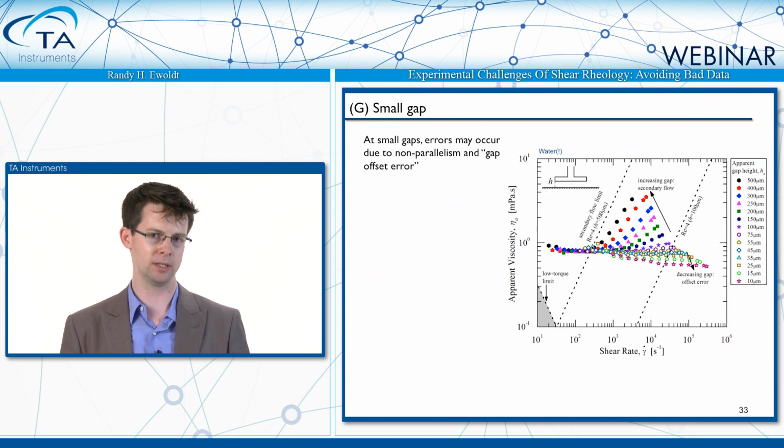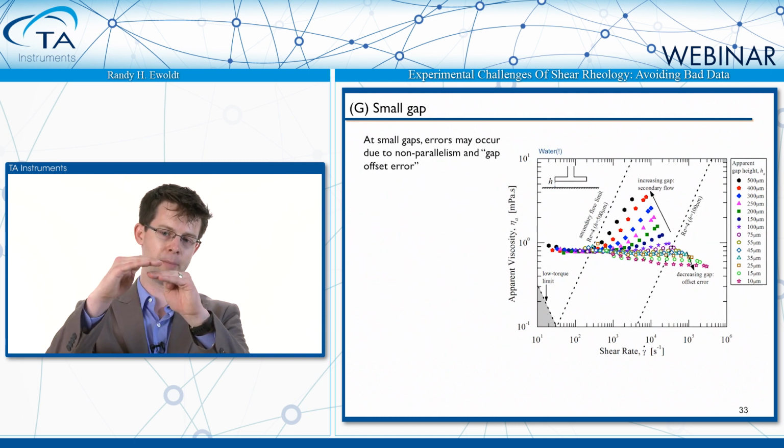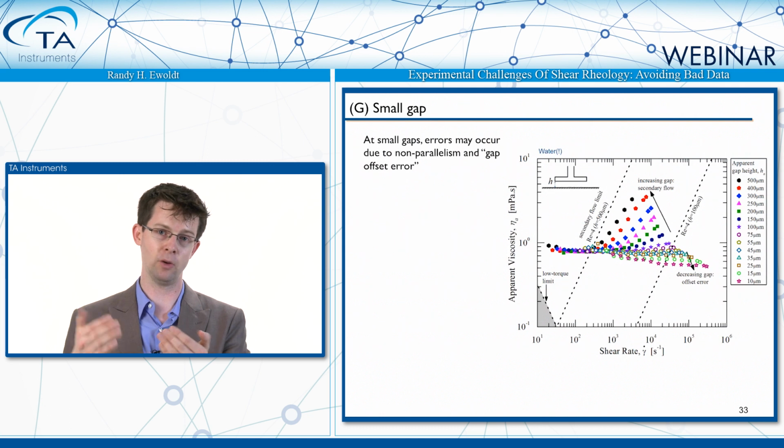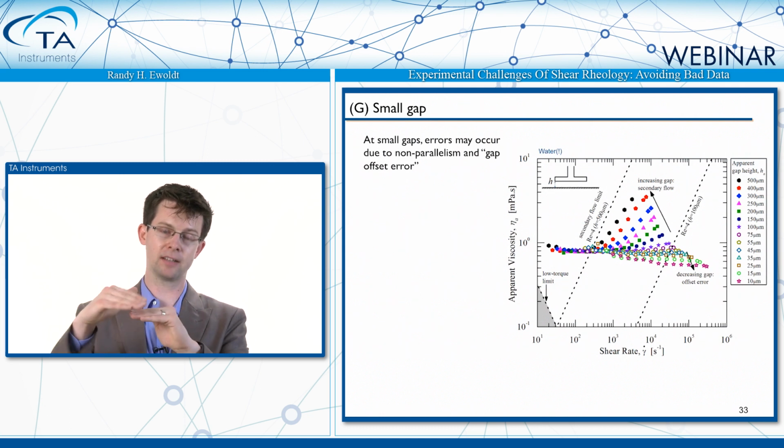But I also wanted to do a test here because I want to see how low of a gap I can actually use and still believe my instrument, because you may want to go to small gaps to achieve very high shear rates. Important if you have processing applications at very high shear rates. Smaller gaps access higher shear rates.